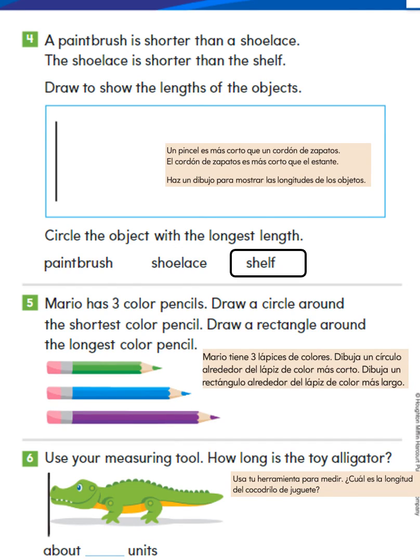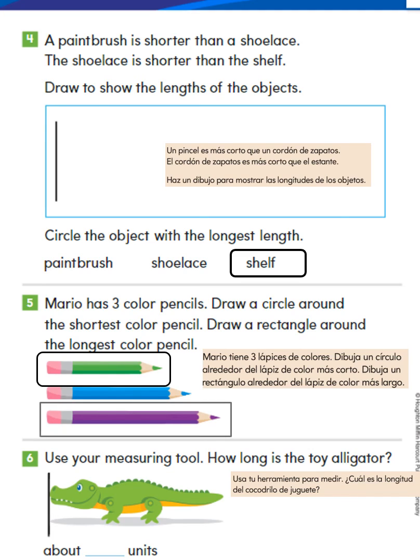Which one is the shortest? Let's draw a circle. It's green. That's my favorite color. Yay! Which one do we think is longest? Could it be the blue? No, it's the purple. Longest is the one where we're going to draw a rectangle. Pause the video if you need more time.